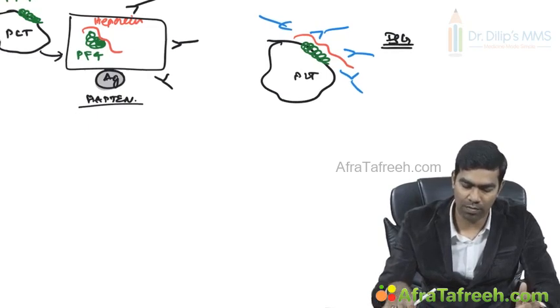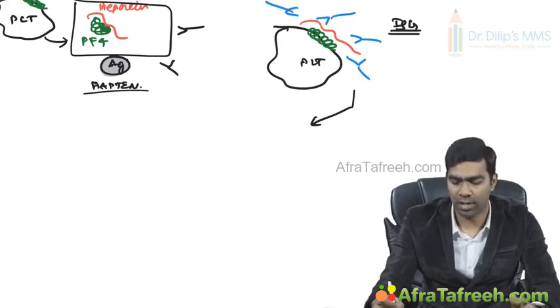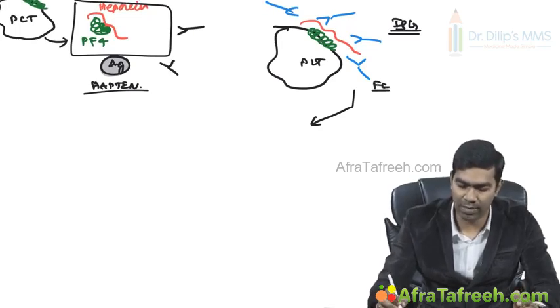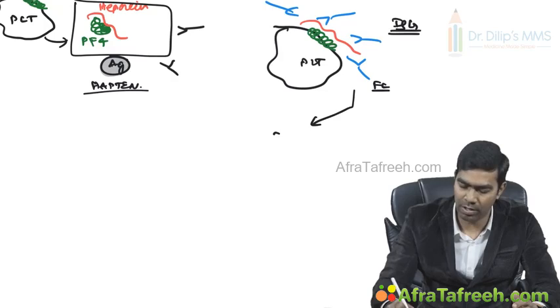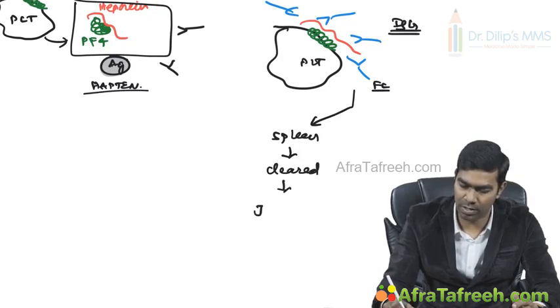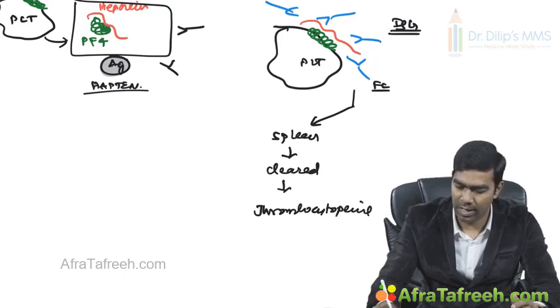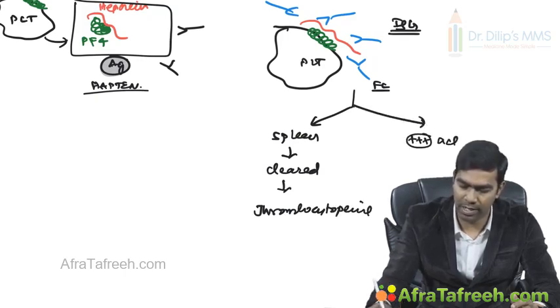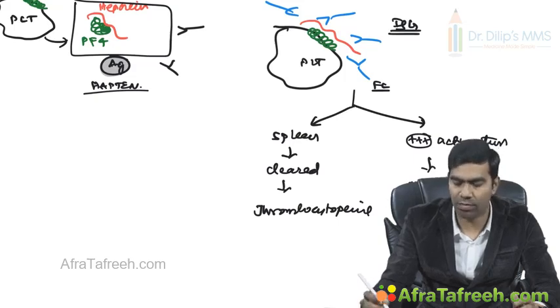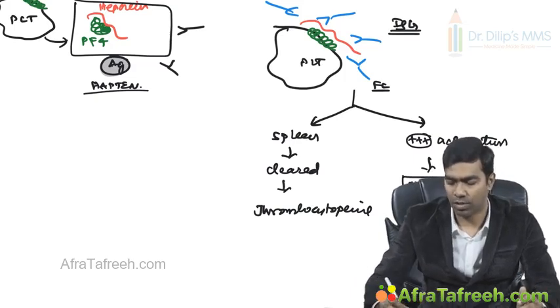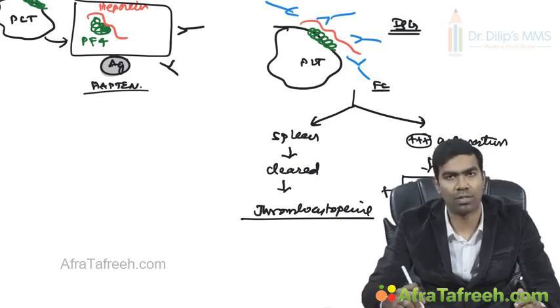And once these antibodies are formed, number one, they have this Fc portion. Because they have this Fc portion, they are going to activate the splenic macrophages, the reticuloendothelial system. In the spleen, they will be cleared completely, which means this is the main reason they are going to result in thrombocytopenia. At the same time, these antibodies are also going to cause platelet activation. And this platelet activation will result in release of a lot of platelet-mediated agents and platelet aggregation and thrombosis. So this is one condition where you have thrombocytopenia and thrombosis together.